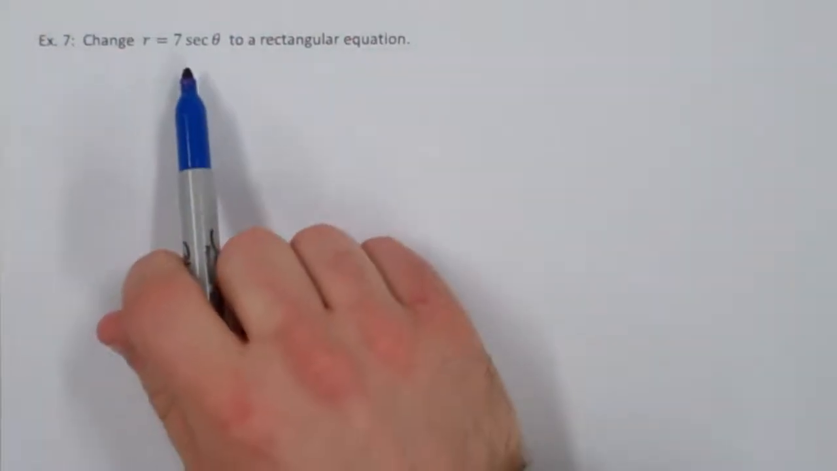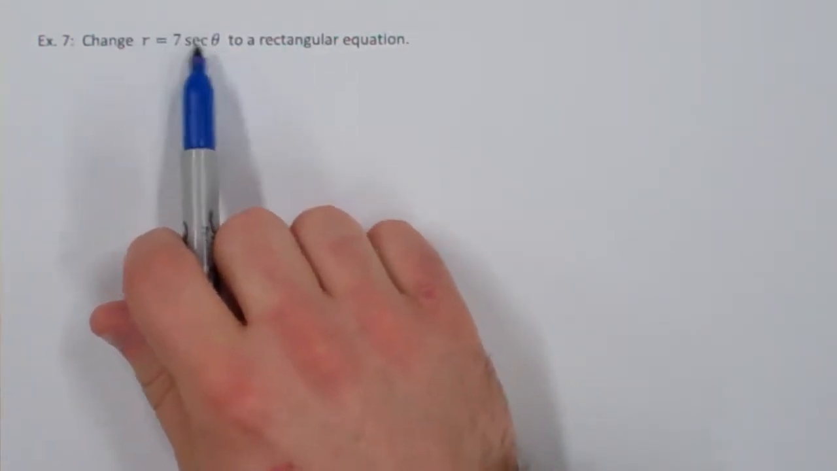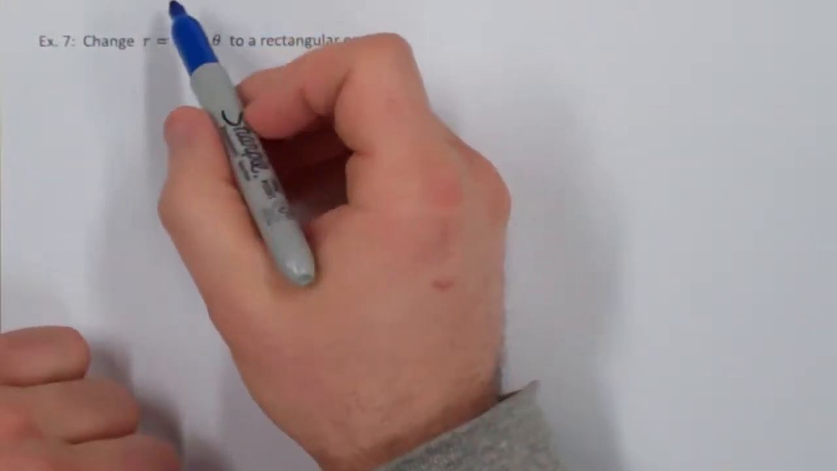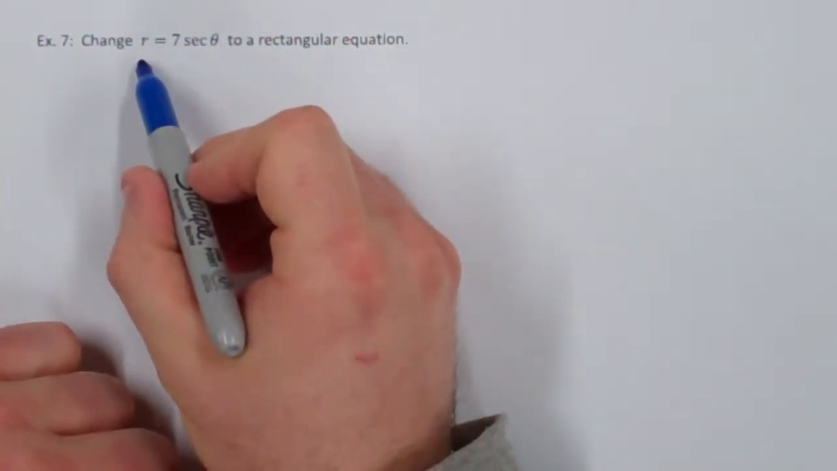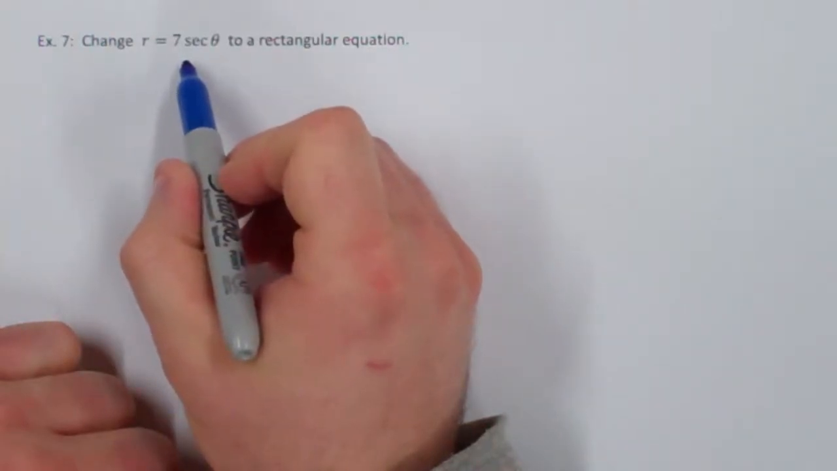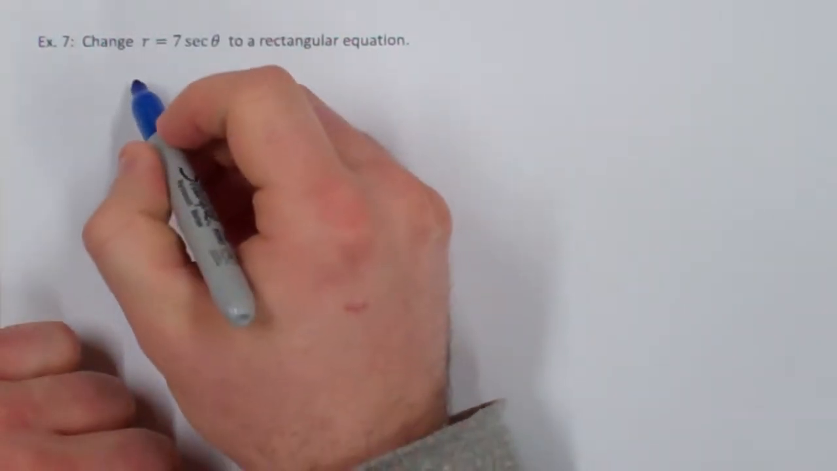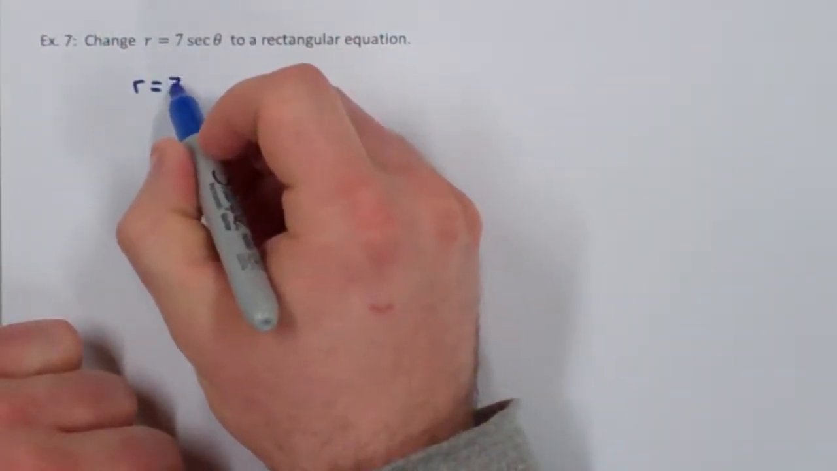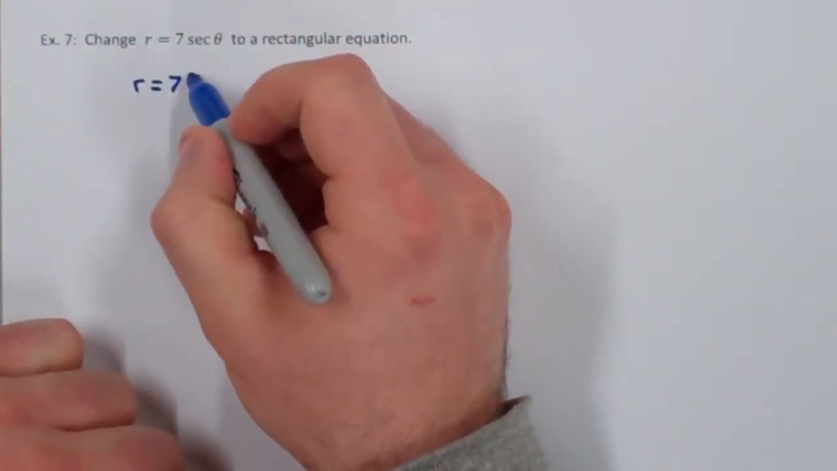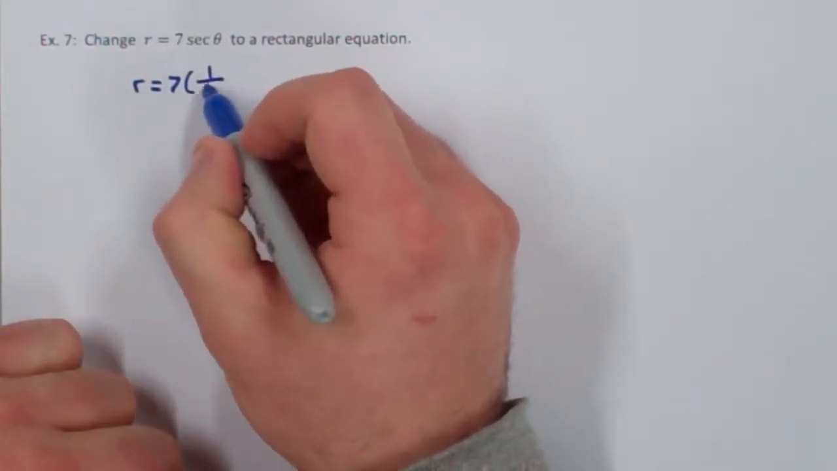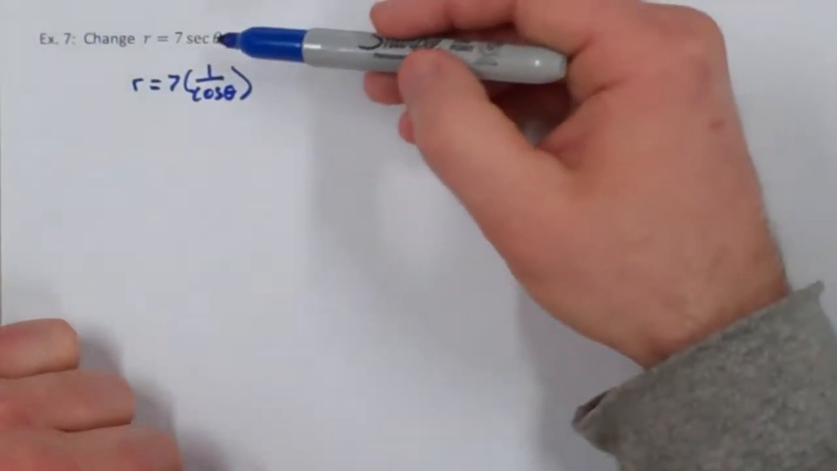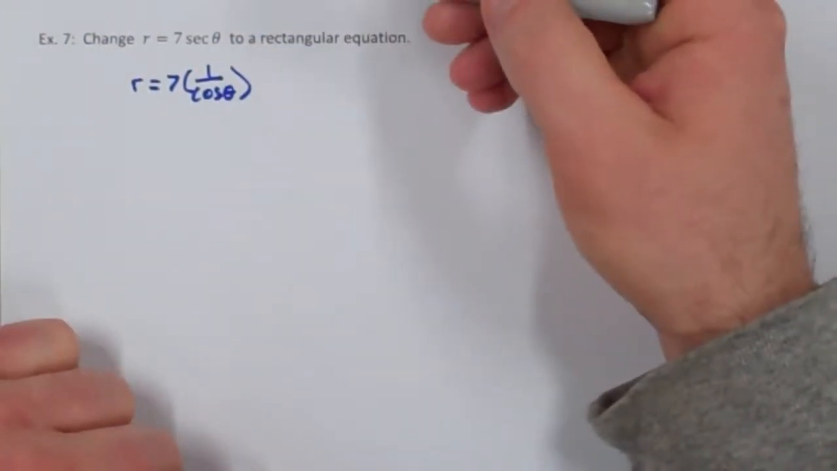r is equal to 7 secant theta is a polar equation. We've got r and theta, and we're going to try to rewrite this in terms of x and y. Right now, we have r is equal to 7 secant theta. So if we want, we can change this out, and this will be 1 over the cosine of theta. And by change it out, I mean use our reciprocal relationships, that secant of theta is 1 over the cosine.